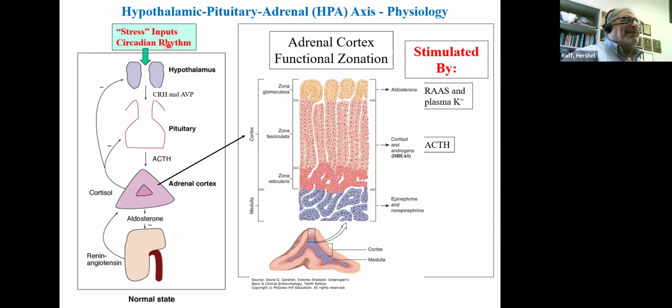And then there are the non-stress inputs, mostly the circadian rhythm, where cortisol peaks in the morning and is at its nadir at bedtime. These inputs merge on the hypothalamus, which releases these factors into this portal blood supply. The factors are CRH and vasopressin, corticotropin releasing hormone, and vasopressin. They stimulate the anterior pituitary to make ACTH.